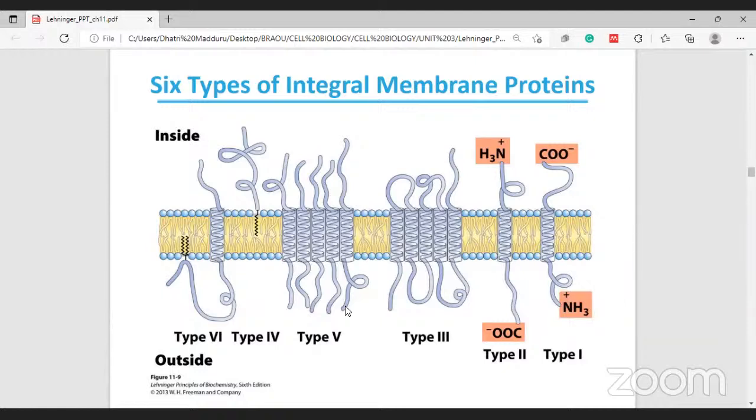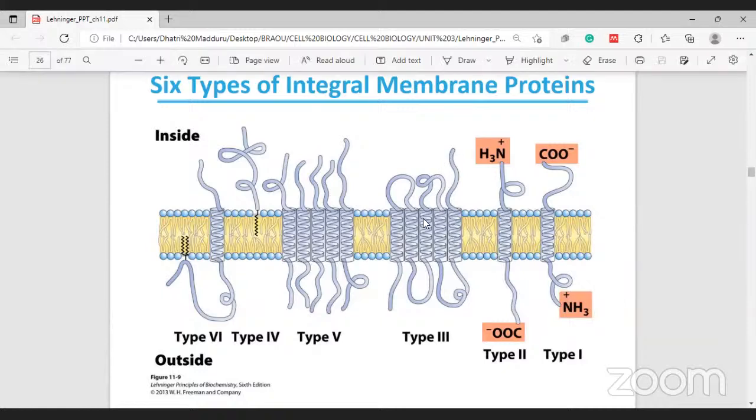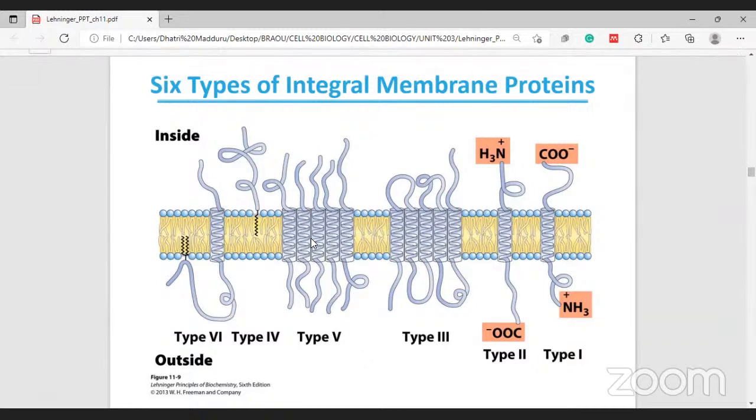And we have type 3, which is multiple spanning. One terminal will be on the inside and one terminal on the outside, and you have the spanning of this protein. And type 4, where you have many proteins functioning together. Everything has a C terminus and an N terminus, and you can see that collectively they are functioning together.